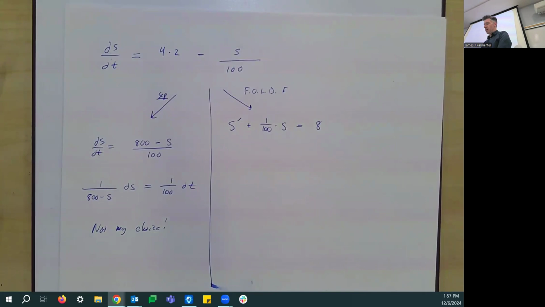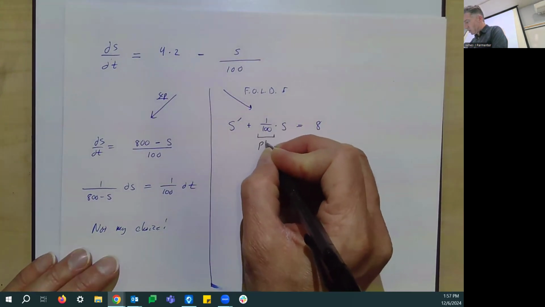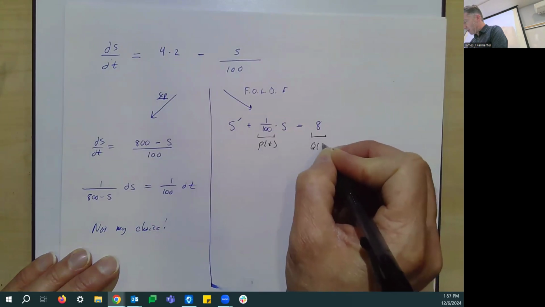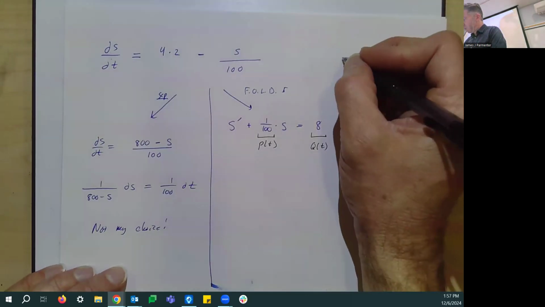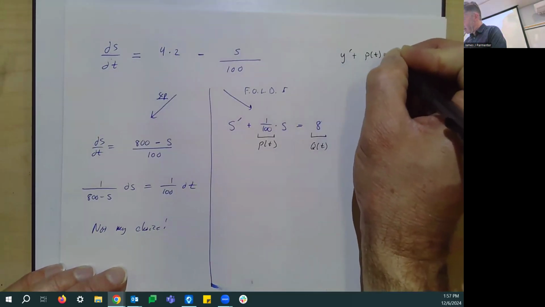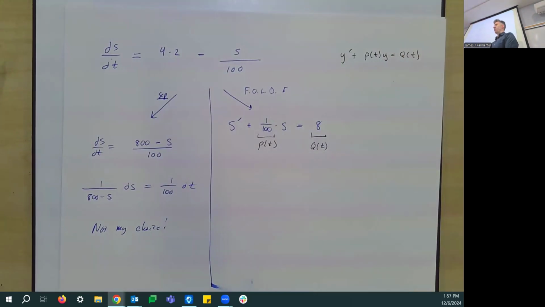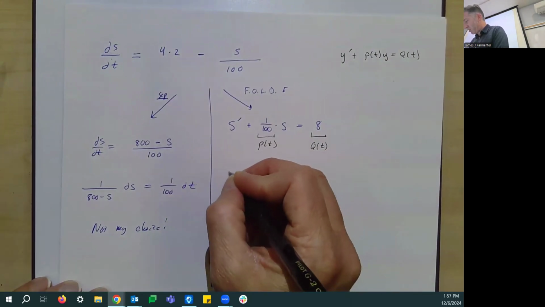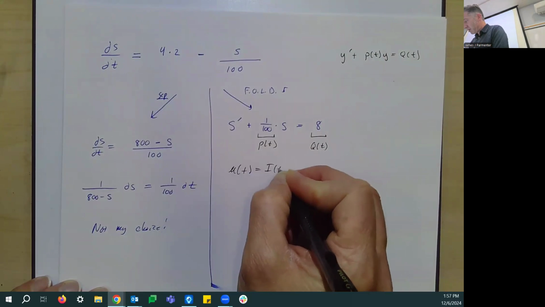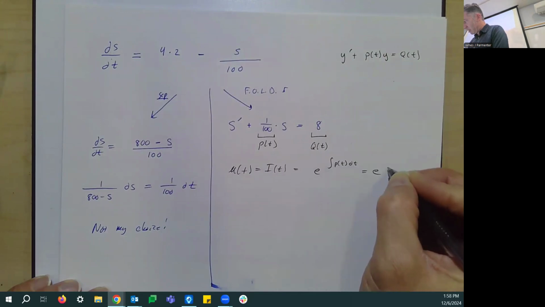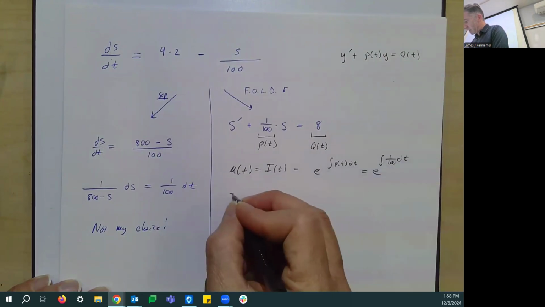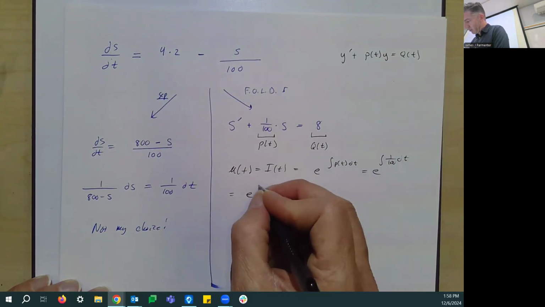And I know this one's a little bit funky because my P of t is just a constant, and so is my Q of t. That's okay. So then after we've written it in the standard form, which is your y prime plus P of t times y equal to Q of t, or whatever variable we're using instead of y, I'm using s in this case instead, then we're going to say that our integrating factor, which you might have called mu or you might have called I, is equal to e to the integral of P of t, which in this case is e to the integral of 1 over 100, which is e to the 1 over 100 times t, or t over 100.